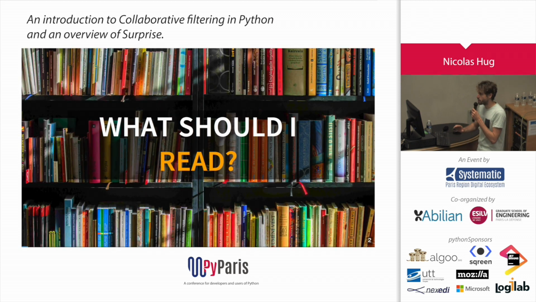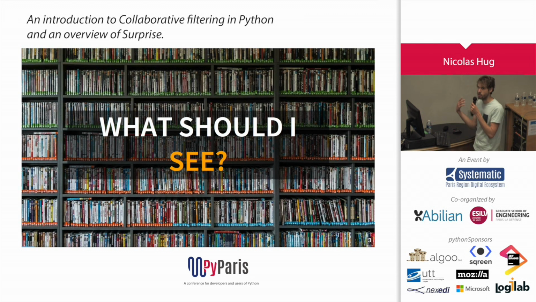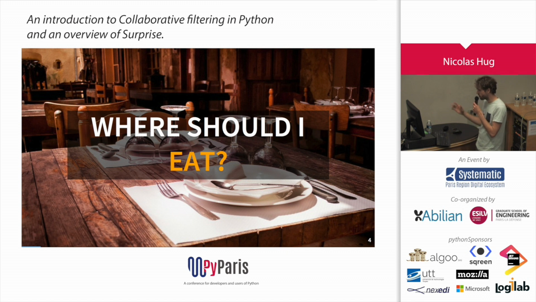I think everyone knows basically what a recommender system is. The most famous examples come from Amazon or Netflix. They help users answer questions such as what book should I read, what movie should I look at, what restaurant should I try, etc.